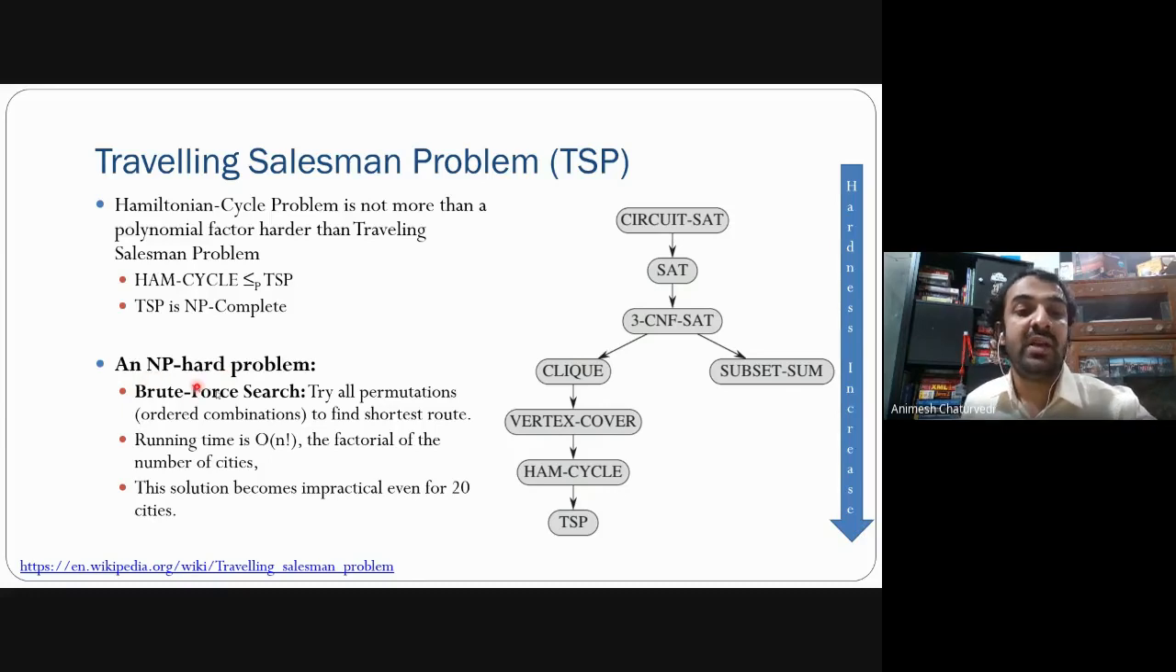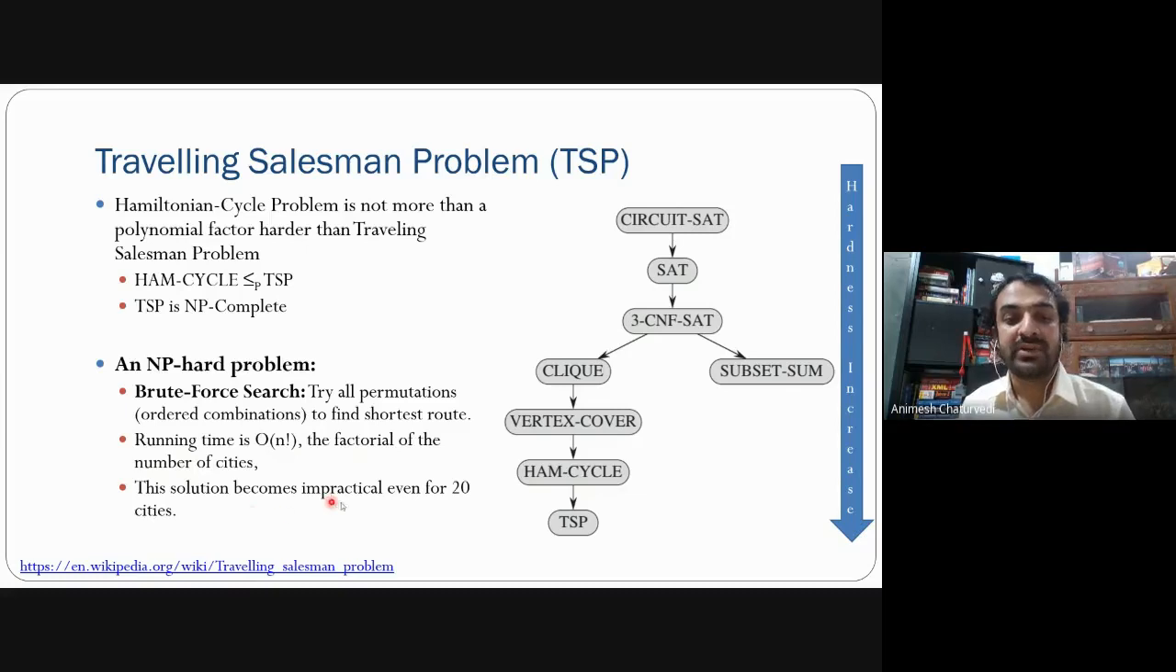Then you have the NP hard problem. NP hard problems are like ones brute force could solve. So for example, in the traveling salesman problem, you can solve it in the brute force way. It means you can try all the permutations, meaning ordered combinations, to find the shortest route. And the running time complexity for this brute force search is order of n factorial, which is factorial time, where n is the number of cities.